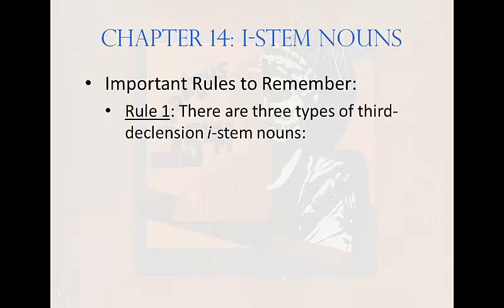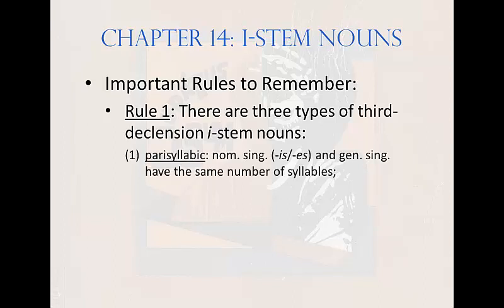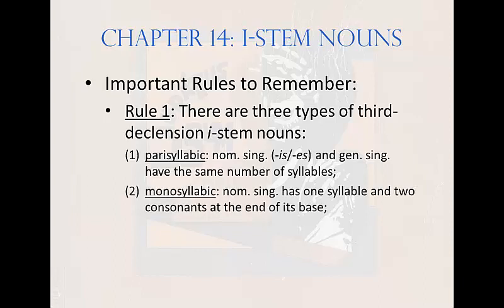There are 3 important rules to remember in this chapter. Rule 1. There are 3 types of third declension I-Stem nouns. The first is parasyllabic, in which a noun with the nominative singular ending in is or es has a genitive singular with the same number of syllables. The second is monosyllabic, in which the nominative singular has 1 syllable and 2 consonants at the end of its base. And the third type of I-Stem includes neuter nouns with nominative singular forms ending in e, al or ar.